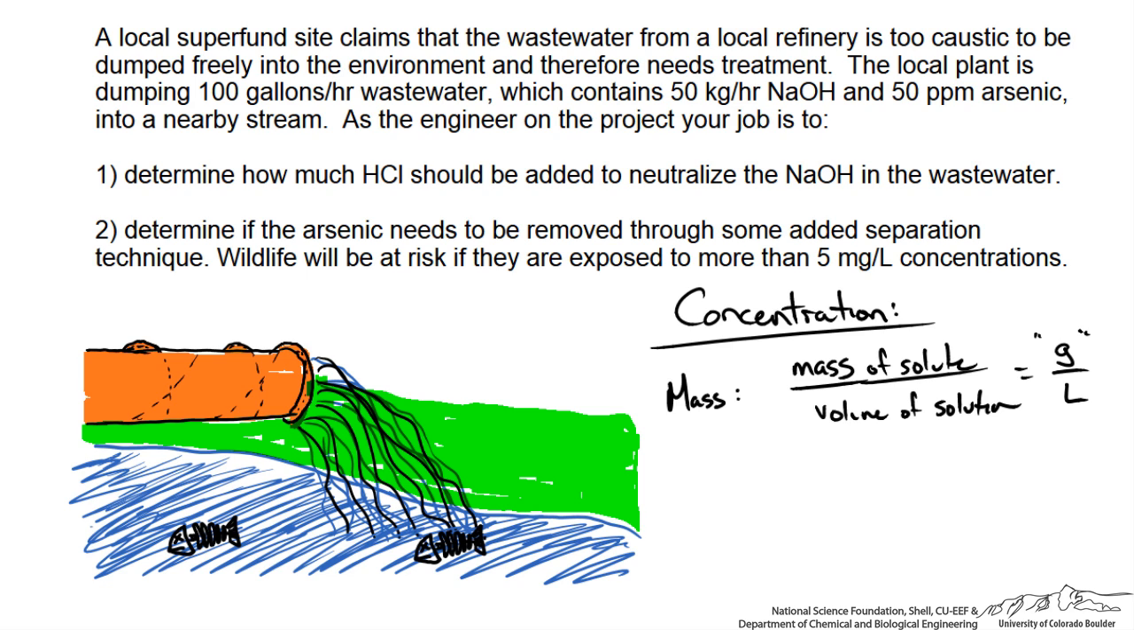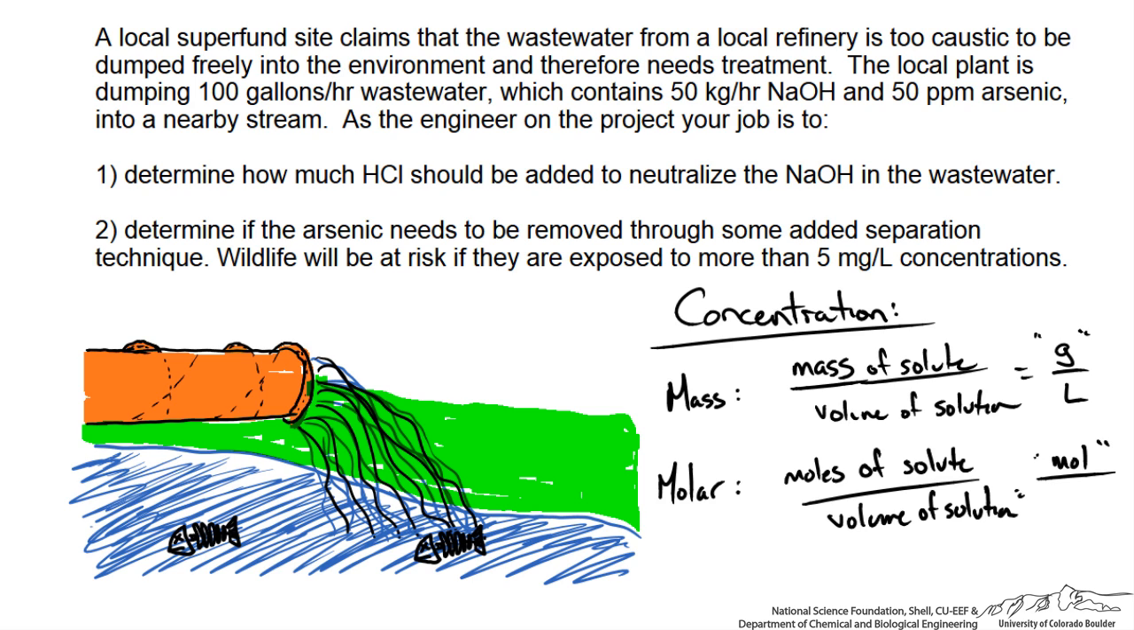Now, if we talk about a molar concentration, this is moles of our solute over a volume of our solution. So maybe we'll see moles per liter. Now, the term molarity is used when we use gram moles. So if somebody talks about the molarity of a solution, that's when we use gram moles and liters as the units of measurement. So a molarity of 1 means 1 gram mole per liter.